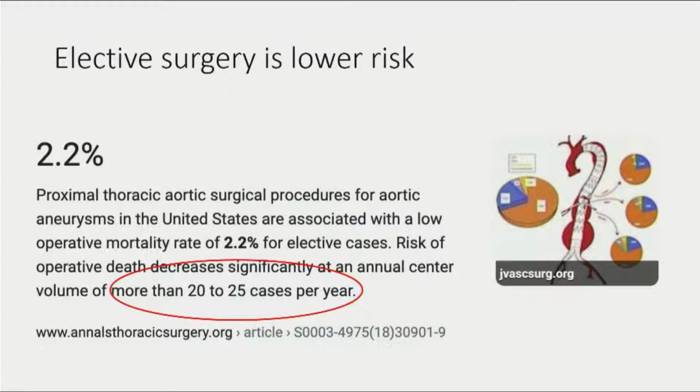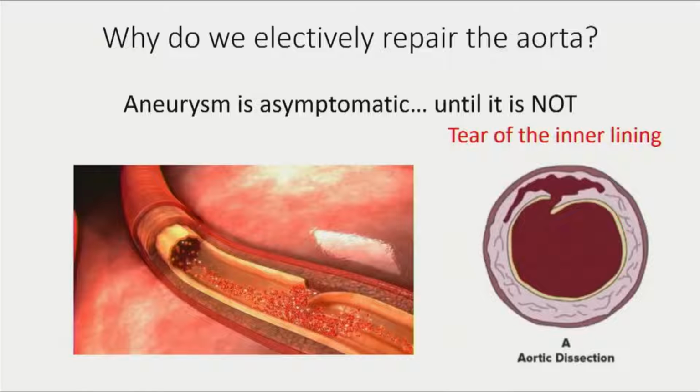One of the caveats to this is that your surgery risk decreases when you're at a center that does 20 to 25 cases or more per year. And I'm lucky enough to be at a center where we do over 150 of these cases per year. So we electively repair the aorta because we want to prevent this problem.